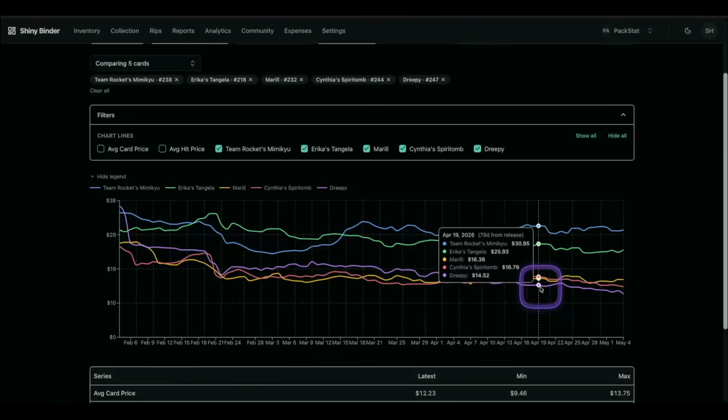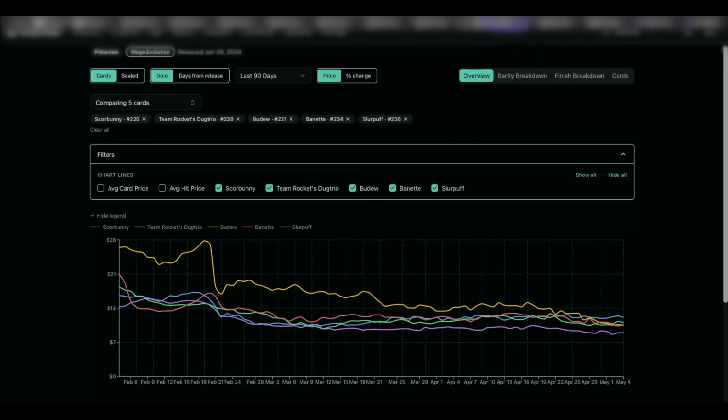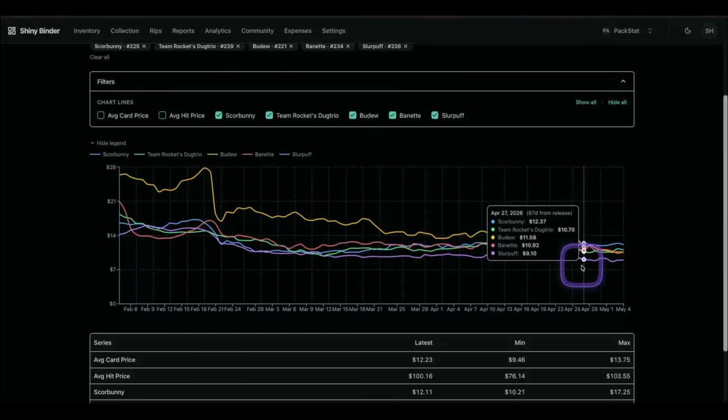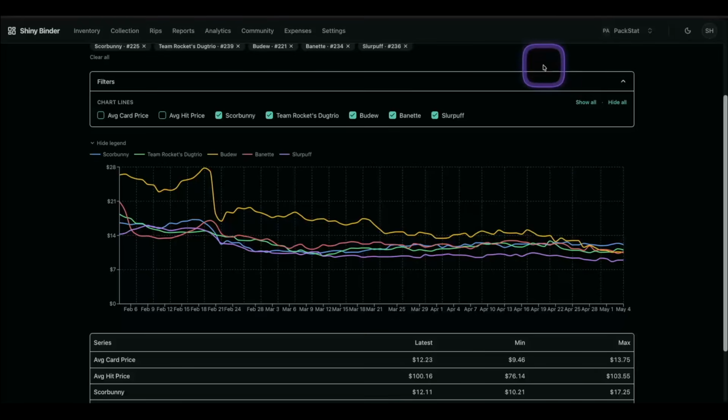Some of them are still in a decline. For example, like Dreepy and Cynthia's Spiritomb. And there are more over here. Pretty much most of everything in this chart. Scorbunny, Team Rocket's Dugtrio, Baedeau, Banette, and Slurpuff, and so on. All of these IRs are in this steady decline, or they're kind of holding as well. And I think this is a good opportunity to consider which ones to pick up based off of what you think is going to go up at some point in the future.